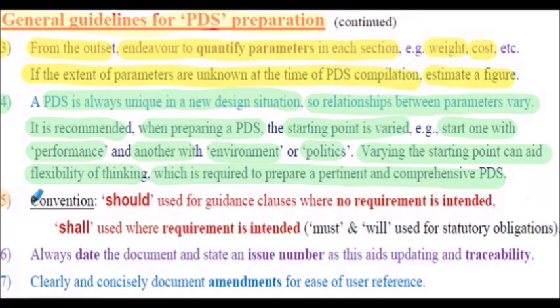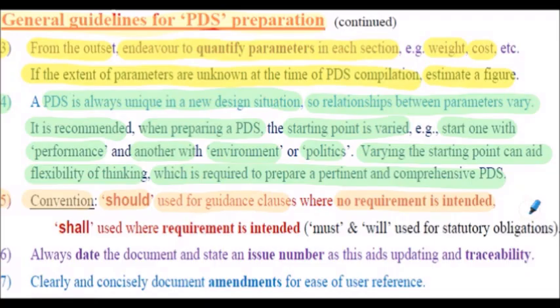Item 5, the convention used. Here I'm referring to British Standard 7373, which relates to product design specifications and a proposed structure. When we're stating clauses within a product design specification, within the design criteria section, there are two words we need to be careful on how we use. For example, the word should is used for guidance clauses when no actual requirement is intended. I consider these to be optional requirements.